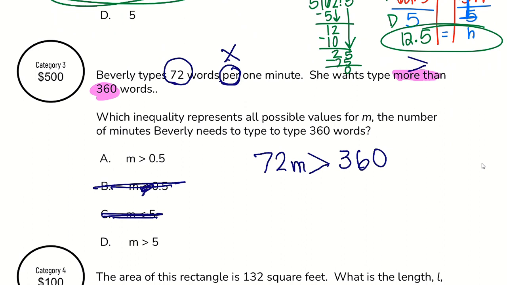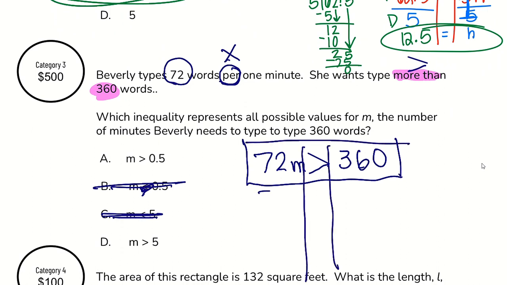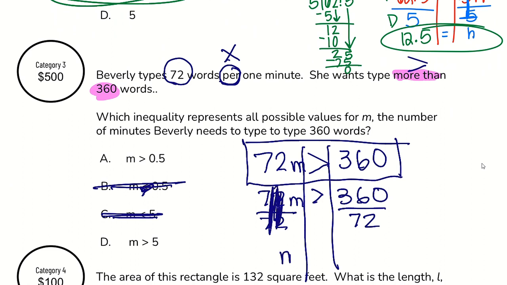Okay, now we get to solve another one. So I box it. Rewrite it. 72 times m is greater than 360. Times is multiply. What's the opposite of multiply? Divide. Divide by 72. 72 divided by 72 is 1. M is greater than, ooh, I don't know that.